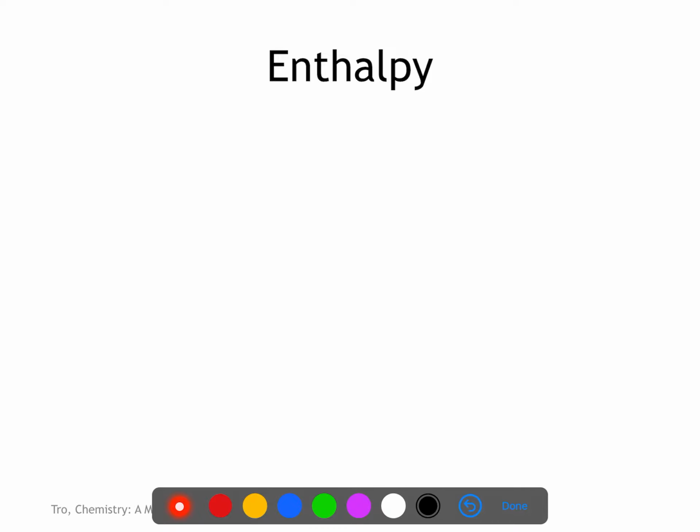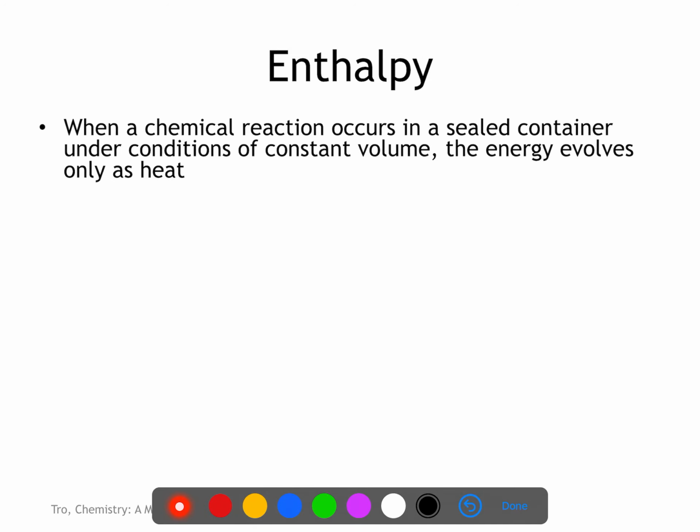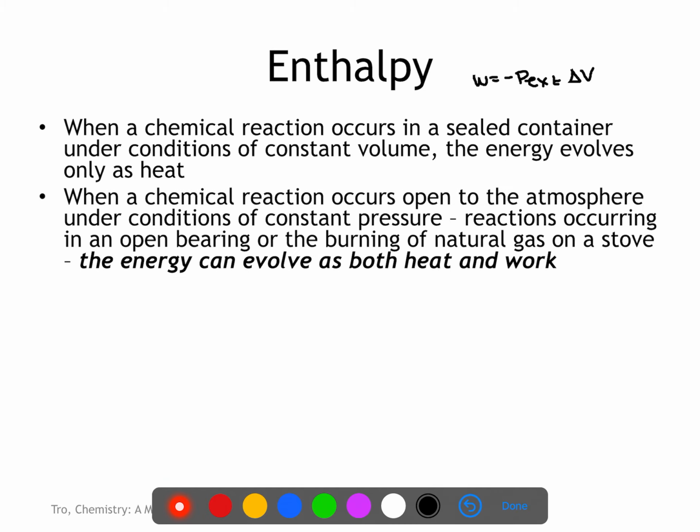We've learned that when a chemical reaction occurs in a sealed container under conditions of constant volume, the energy evolves only as heat, taking work out of it, since when volume is constant, work is zero, because work is equal to the external pressure and change in volume. When a chemical reaction is open to the atmosphere under conditions of constant pressure, for example, if you light a gas stove, that is under constant pressure because it's out in the atmosphere, there's nothing containing it, the energy can evolve both as heat and work.